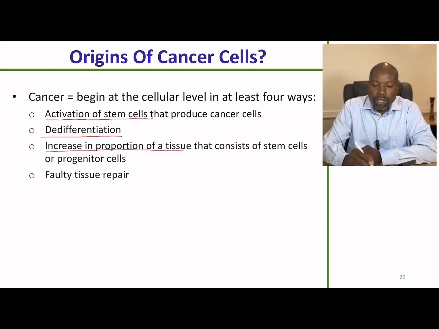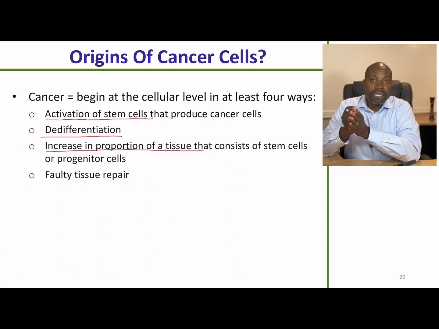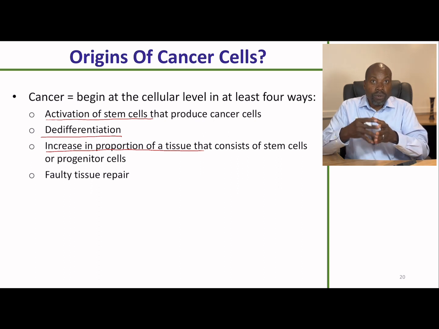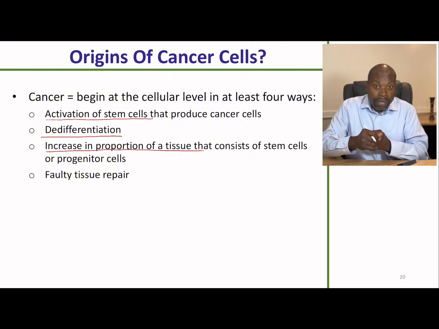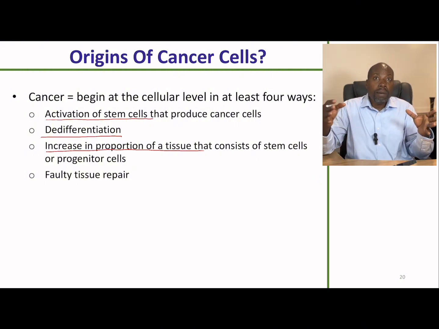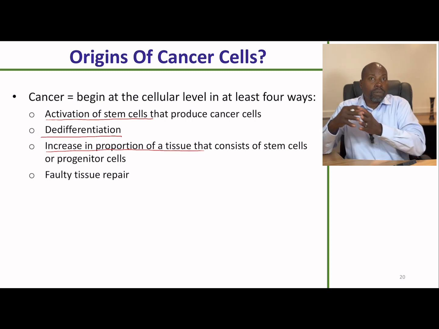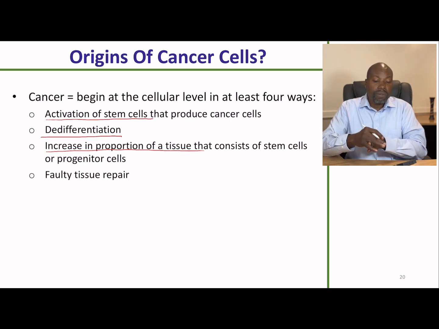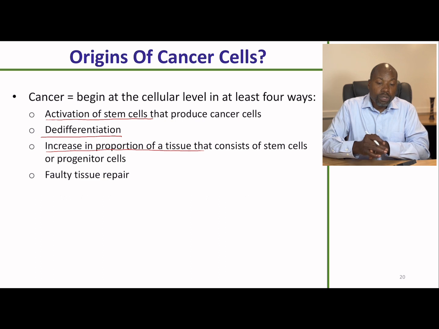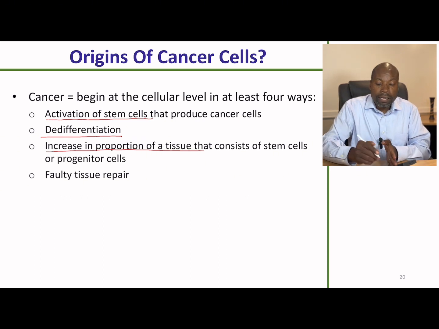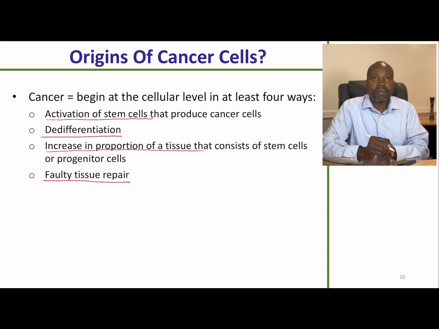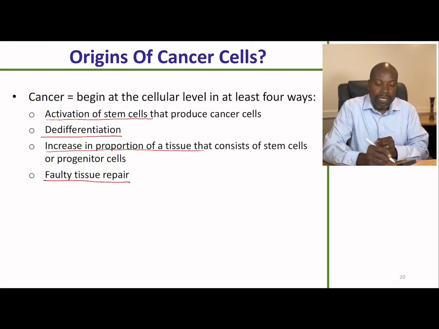Increase in the proportion of a particular cell in a tissue, in its context, right? It can be a stem cell that increases in number compared to the normal number. It can be a progenitor stem cell, okay? It can also be that cancer can be caused by faulty tissue repair, right? So, more specifically, let's take a look at each of these situations.